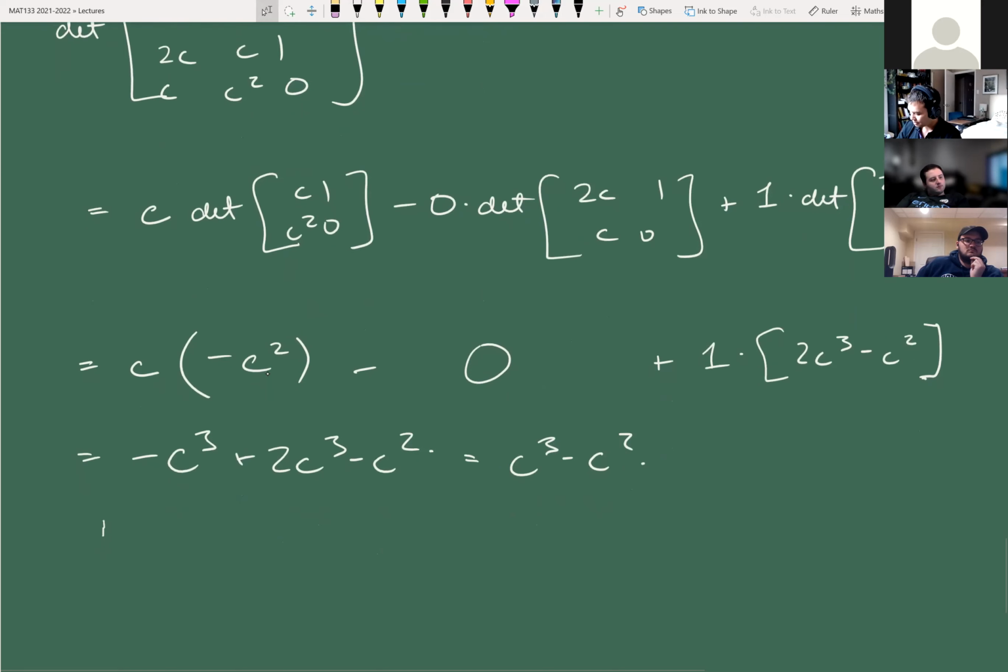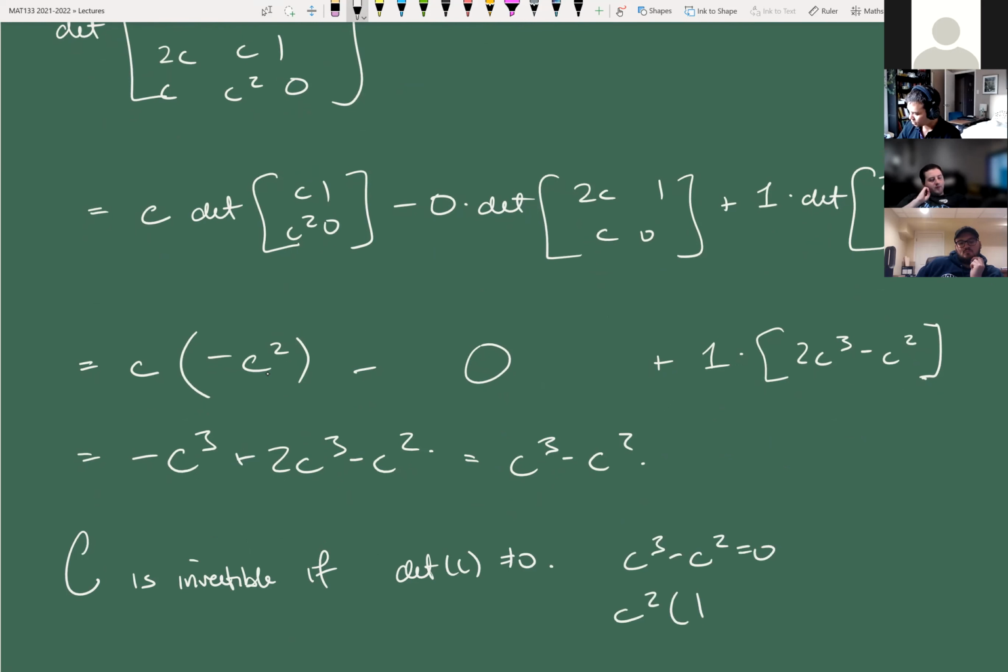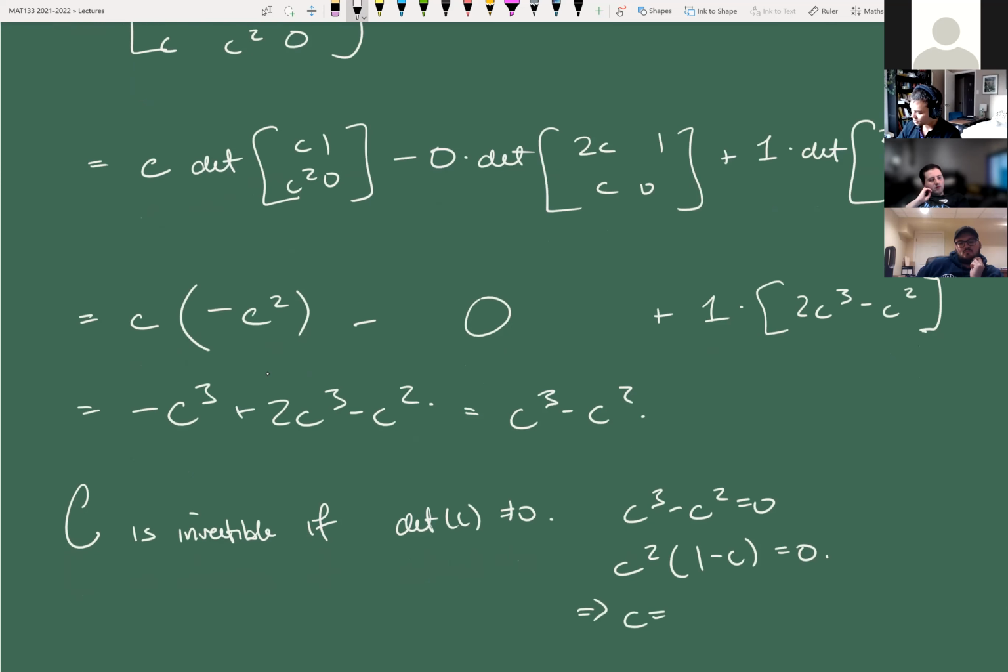So capital C is invertible if its determinant is not 0, right? So we need to look at the equation C cubed minus C squared is equal to 0, or C squared times 1 minus C is equal to 0. This is equal to 0 precisely when C is 0 or C is equal to 1. So these are our 2 bad values. For these values, our matrix is not invertible.